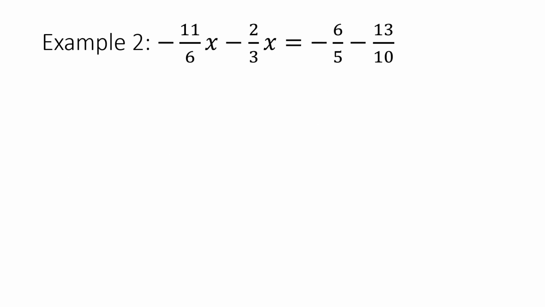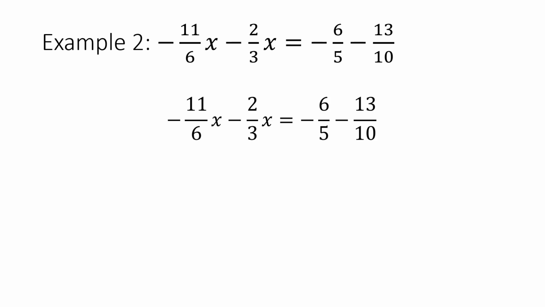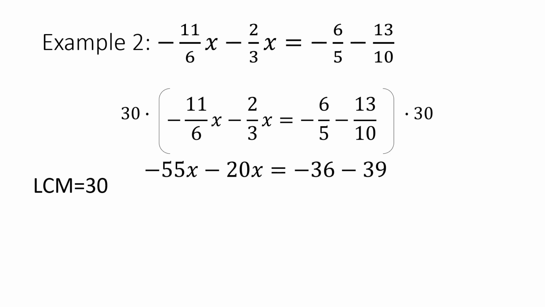All right, let's look at example 2. We're going to do it the same way that we did example 1. So the first thing we need to do is figure out what the least common multiple is of the denominator between 6, 3, 5, and 10. And so the LCM for those four numbers is 30. And so I'm going to multiply each of my fractions by 30. And then I'm going to simplify, so that's going to be negative 55x minus 20x equals negative 36 minus 39.